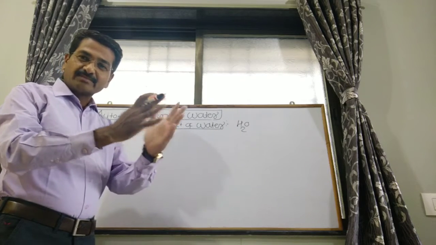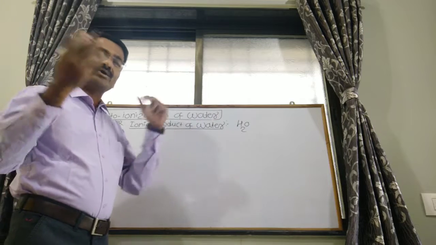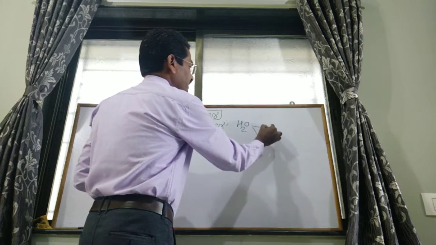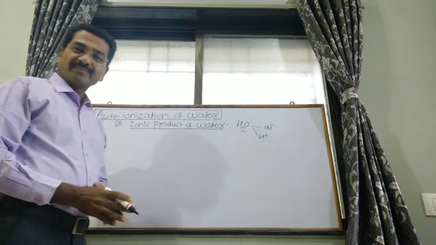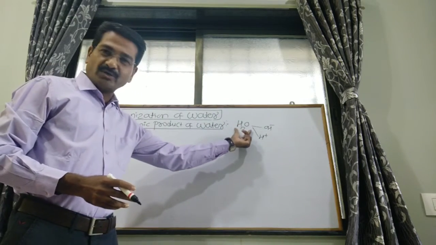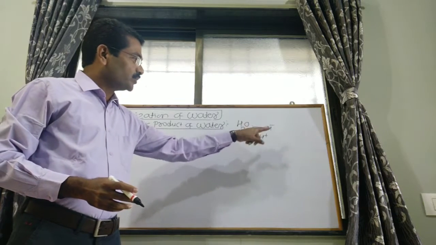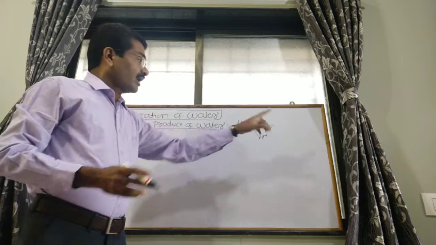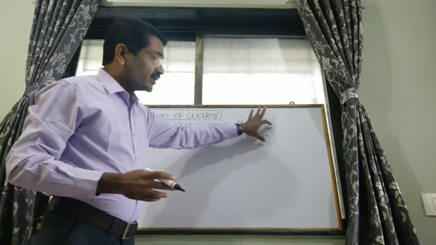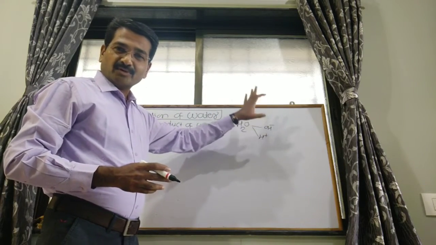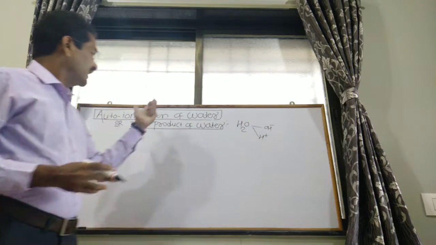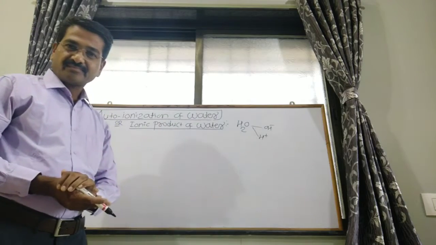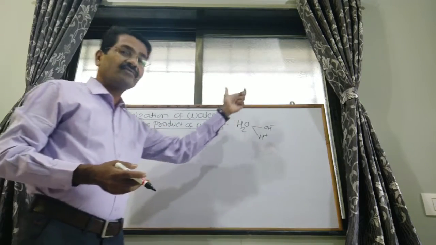Whenever this water breaks up, it gives ions: H plus ions and OH minus ions. How? Whenever the water molecule H2O breaks up to give H plus and OH minus ions, depending upon these ions, we define the autoionization of water or the ionic product of water.